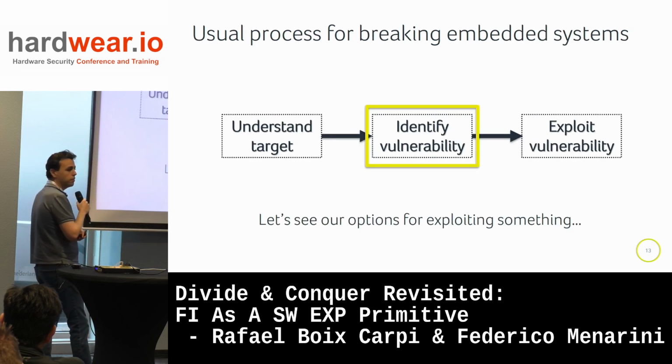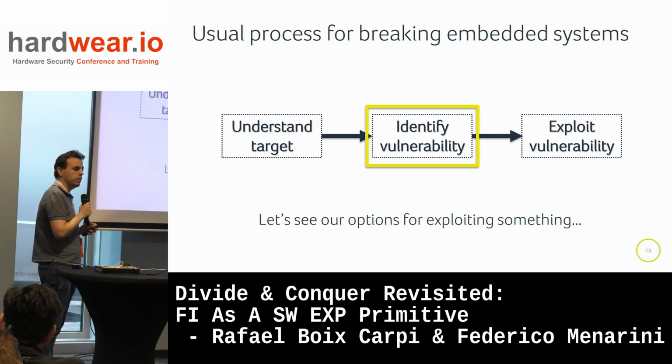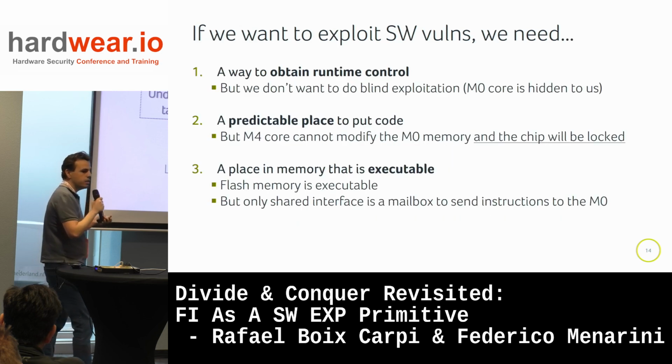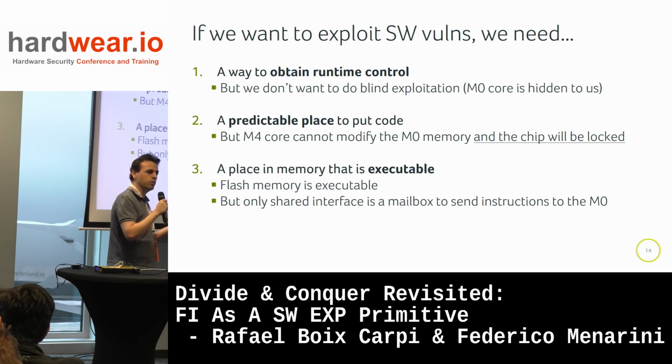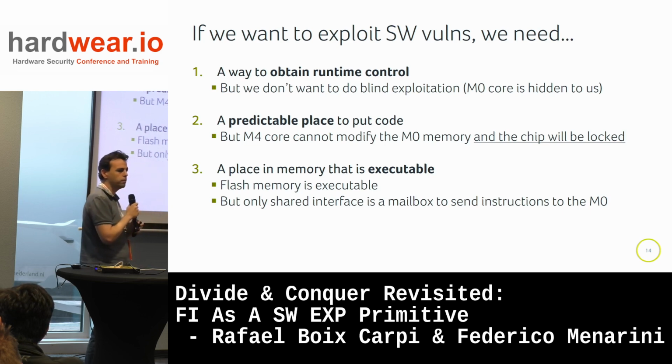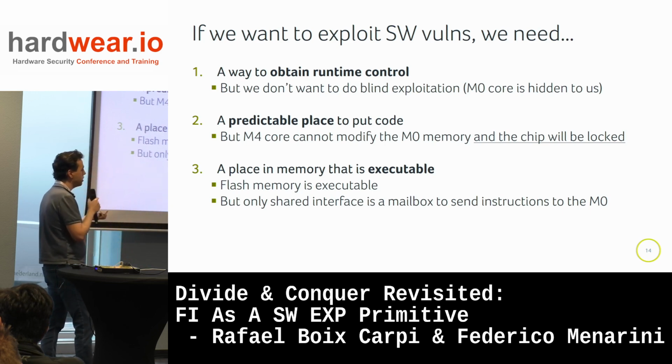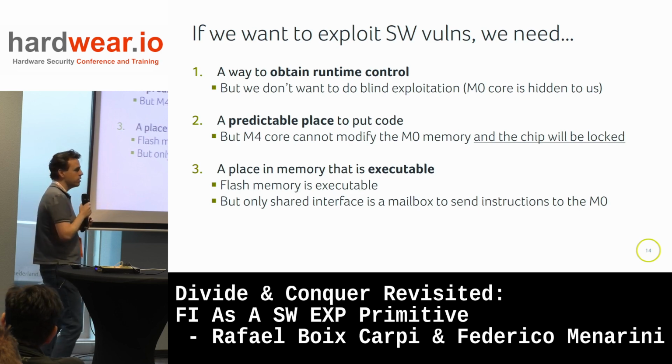So, next step. Once we have this, what can we do? How can we identify vulnerabilities? Okay, so let's see our options. We want to do a software exploit. This talk was about software exploits, and how do we do it? For a software exploit, you need three properties in general.